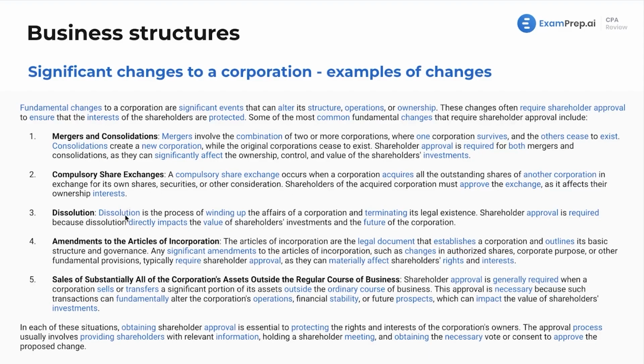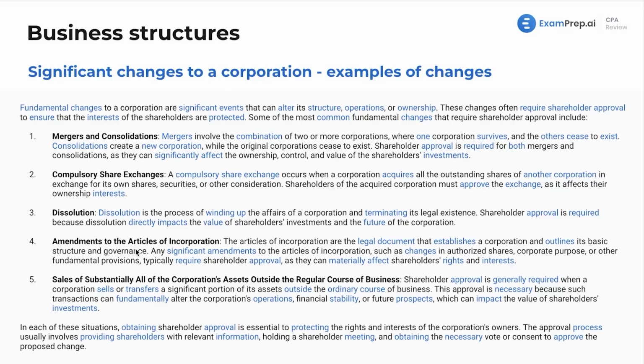We've got dissolution. Well, this is the process of winding up, which I would say, again, I've kind of mentioned this before. I would say it's more so, sounds like winding down. But yeah, winding up the affairs of a corporation, terminating its legal existence. Shareholder approval is required because dissolution directly impacts the value of their investment and the future of the corporation. Yeah, someone shutting down my investment, I probably want to say in that as well.